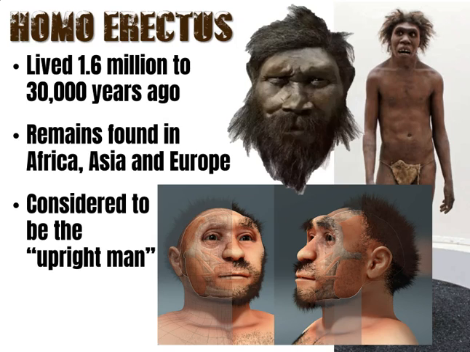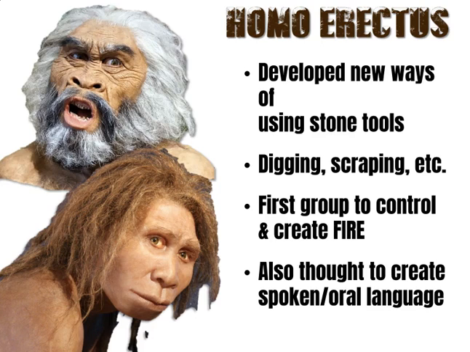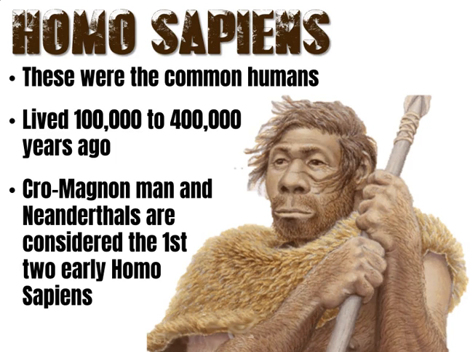All right. So Homo erectus, this is the upright man, different than us, but definitely a lot closer to us than normal. Remains found in Africa, Asia, and Europe. So obviously there's spread of that. Obviously, they create fire in that, and then they develop new ways of using stone tools, digging, scraping, first to control and create fire, and thought to create spoken and oral language. And then you've got us, right? Homo sapiens, the common humans.